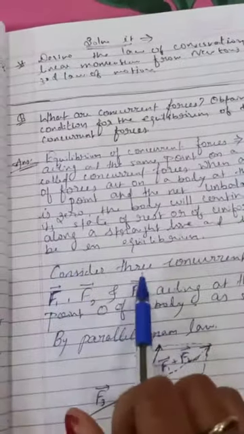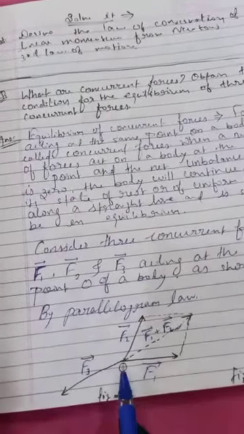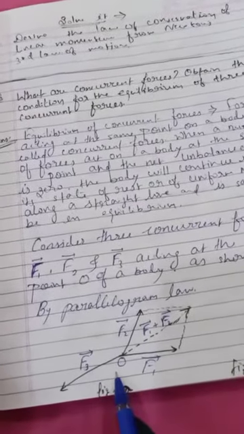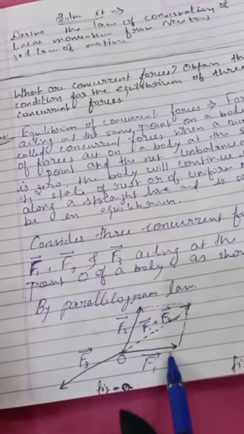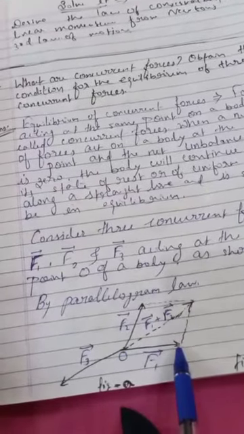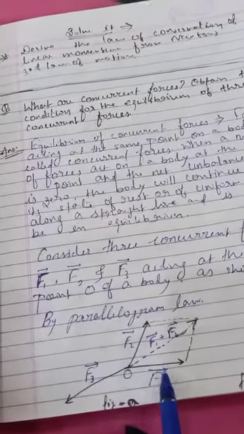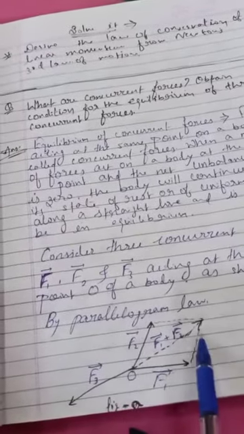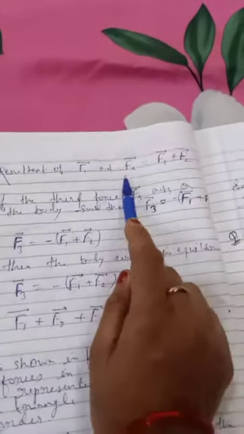Consider three concurrent forces F1, F2 and F3 acting at the same point O of a body A as shown in figure. This is figure A, figure B. It is in a parallelogram form. This is the F1 vector, this is the F2 vector, and these make the sides of the parallelogram. So here we will apply the vector law of parallelogram. Their resultant is given by the diagonal of the parallelogram. So the resultant of F1 and F2 is equal to F1 plus F2.